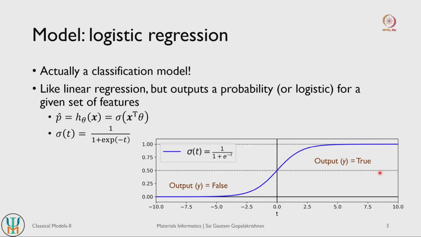If your sigma of t has a value of less than 0.5, then your logistic regression model classifies that output to be false. If it has a value greater than 0.5, then it classifies that output to be true. So 0.5 is almost always taken as your decision threshold here. Of course here we are dealing with standardized and normalized features, but we can always define some kind of a threshold value below which your logistic regression will output false, and above which it will output true values. So that is in short how logistic regression works.